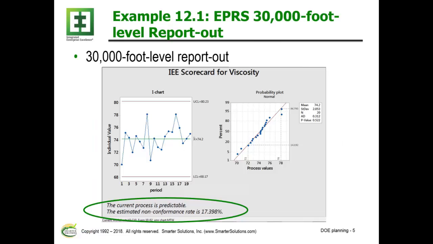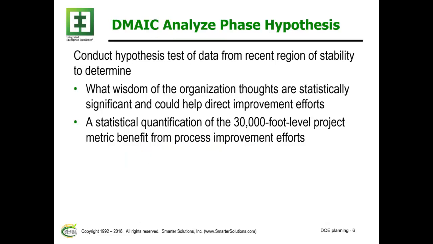So again, why are we doing this? Well, the 30,000 foot level report out indicates that we need to go in and make an improvement. So we're trying to identify what we should do to improve. We want to run hypothesis tests in the region of stability. We can use wisdom of the organization thoughts to help us determine where to focus improvement efforts, and then we can also use this to see a quantification of what benefits we made from our improvement efforts.